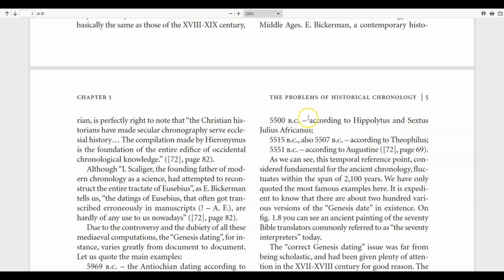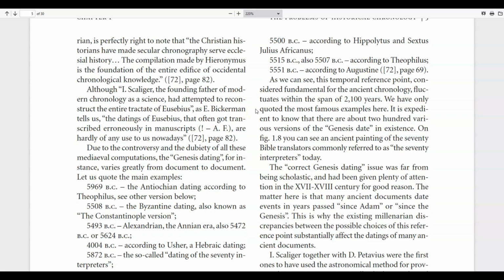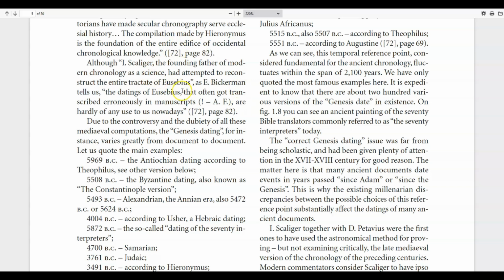So there you go. Basically, again, they're just saying that history has been skewed to fit in with the narrative that the Catholic, or probably Catholic, but the Christian religion wanted it to go in. Although Scaliger, the founding father of modern chronology as a science, had attempted to reconstruct the entire tractate of Eusebius, Bickerman tells us the datings of Eusebius that often got transcribed erroneously in manuscripts are hardly of any use to us nowadays, because they were transcribed wrong.